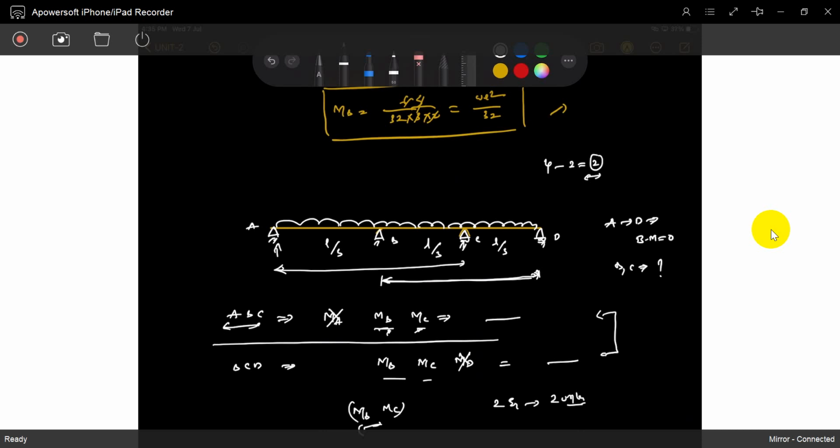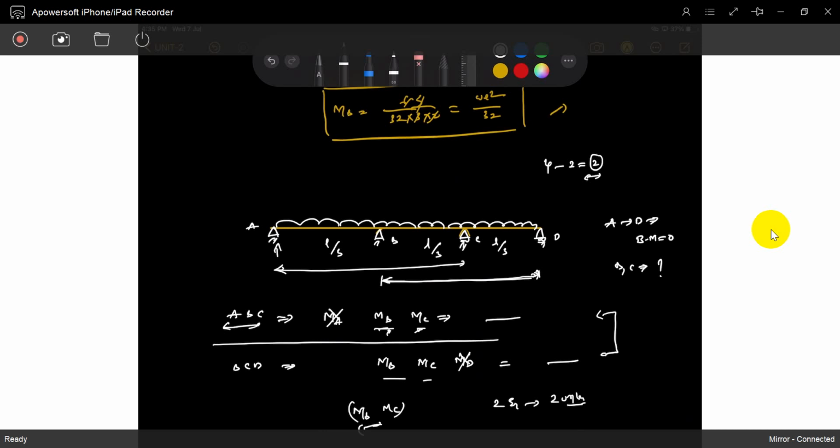If so many supports are there in a continuous beam, how can we solve MB, MC, MD? You may ask, we have only one equation, sir, how can we solve? That is your common doubt. Choose spans and form equations. See how many unknowns there are and how many equations are required, and choose accordingly. Based on that, write down the equations and solve them. You will get MB and MC.